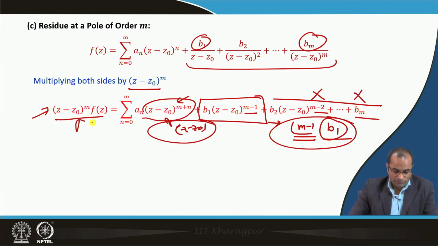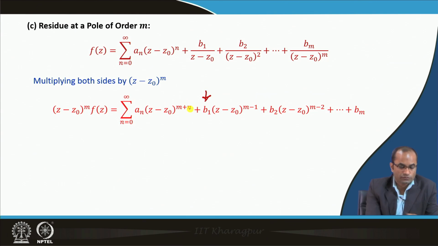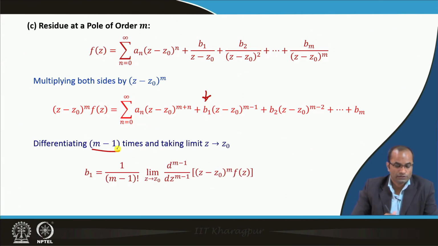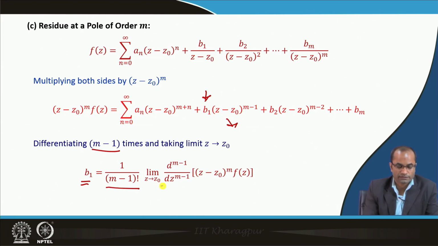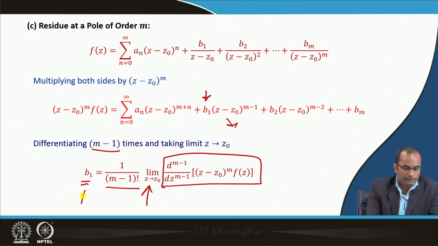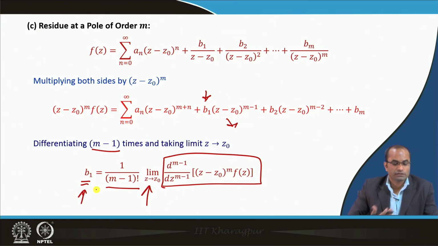So, the conclusion here is how to get this B 1. We have already multiplied, and if we differentiate m minus 1 times and then take the limit, we will get exactly B 1, and the factorial m minus 1 term will go to the right hand side. So, we have to differentiate this m minus 1 times and then take the limit. So, we can get this B 1 directly if it is a pole of order m.